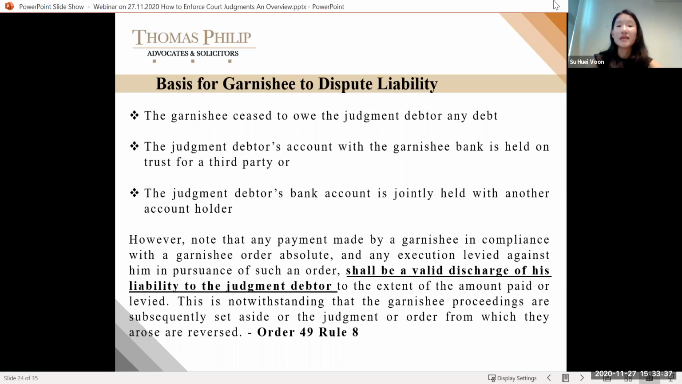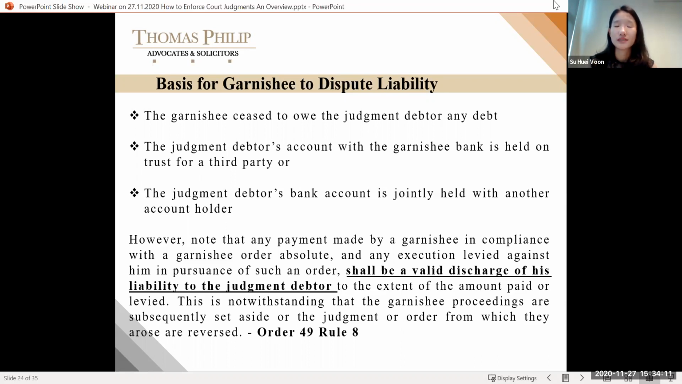So what might be the basis for the Garnishee to dispute liability, i.e. the Garnishee says, no, this sum cannot be paid out to the creditor. So maybe the Garnishee is saying that they cease to owe the judgment debtor any debt. Maybe there's no money in the account. Or the judgment debtor's account with the Garnishee bank is held on trust for a third party, so a third party is actually involved. Or the judgment debtor's bank account is actually jointly held with another person.